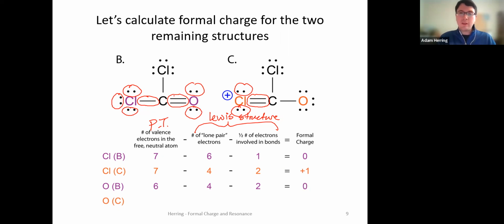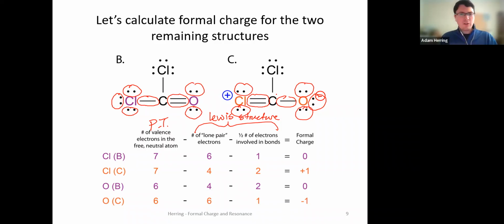Then if we look at the oxygen on the right, again, 6 valence electrons because it's in group 6A. When we count up the lone pair electrons here, we see that there are 6. And then 1/2 of the electrons in the bonds is also equal to the number of bonds. So we have 1 indicated here. So it has a formal charge of -1. So for the molecule on the left, the chlorine would be neutral, the oxygen would be neutral.